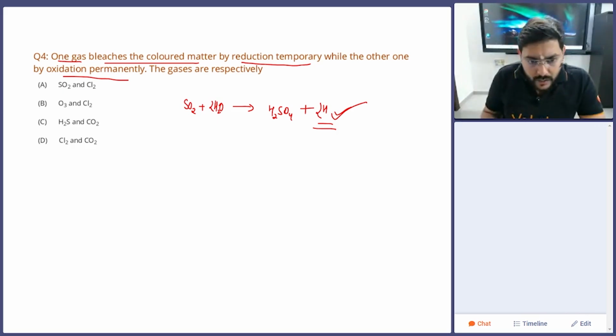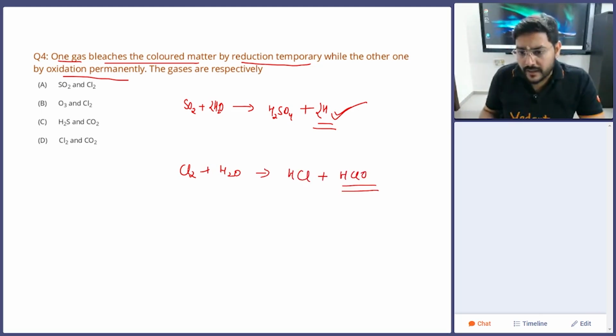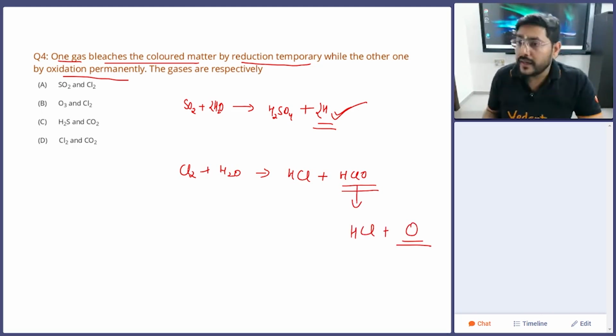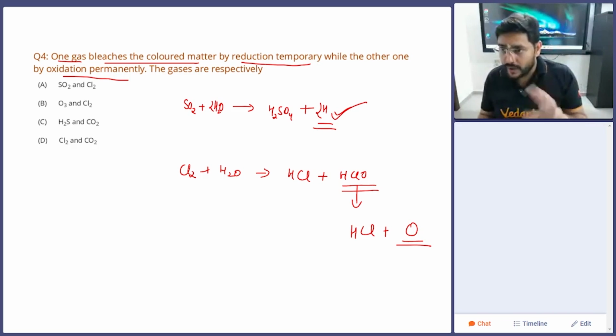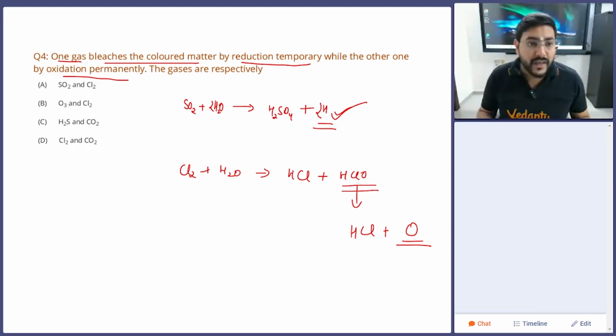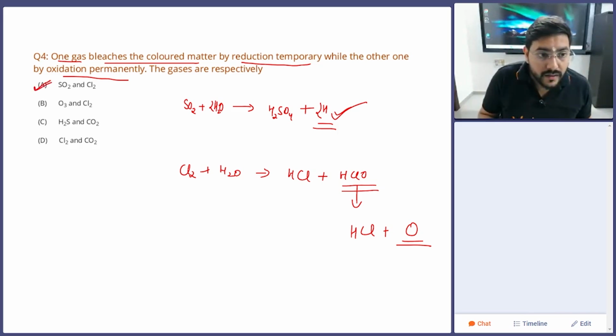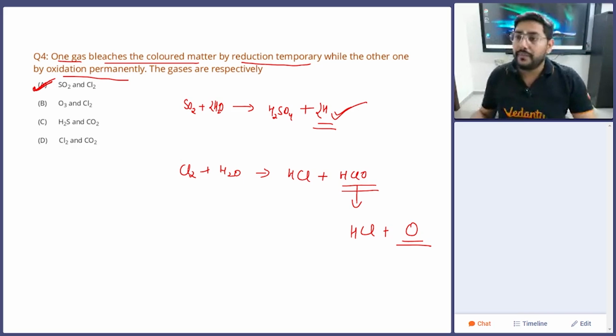Now in case of Cl2 with water, what will happen? Come on everyone, we are going to get HCl and HOCl. It's unstable and is going to break, and gives you what? HCl and nascent oxygen. That nascent oxygen is going to oxidize. So the colored matter with the nascent oxygen gives colorless matter. So basically SO2 and Cl2 is the right answer. Is this part clear to you guys? Come on, my lovely future engineers, is this part clear to you guys?